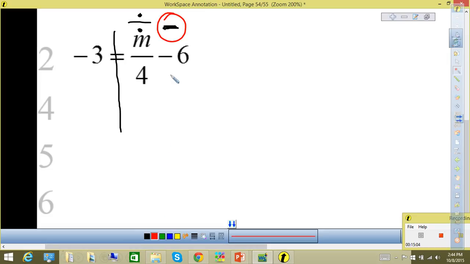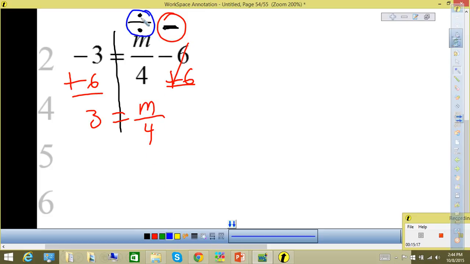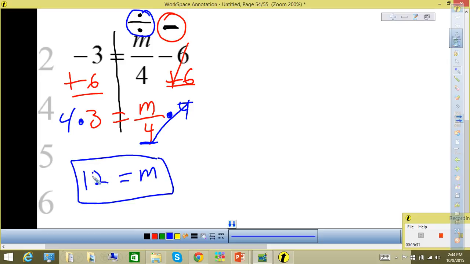Subtraction. So what is the inverse? Add 6, add 6. We're left with 3 equals m divided by 4. My last operation is division, so what is the opposite of division? Multiply times 4, multiply times 4. Here's a giant 1 right here, so 1 times m is m equals 12. That's it.